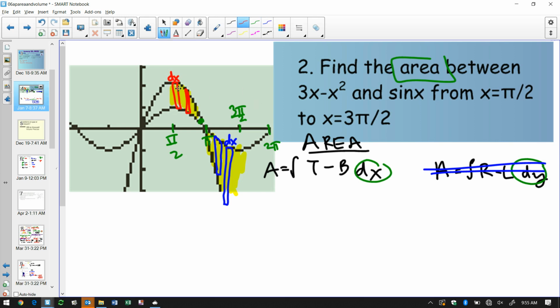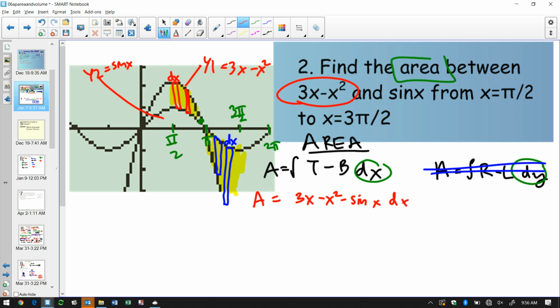On the red side, the area is going to be top minus bottom dx. Really what it's saying is y minus y. If you pull this red Riemann sum out, what's the top y function and what's the bottom y function? The top one was this one, so let me call it y1 equals 3x minus x squared. And the bottom one I'll call y2 equals sine x. So this is going to be the integral of 3x minus x squared minus sine x dx.